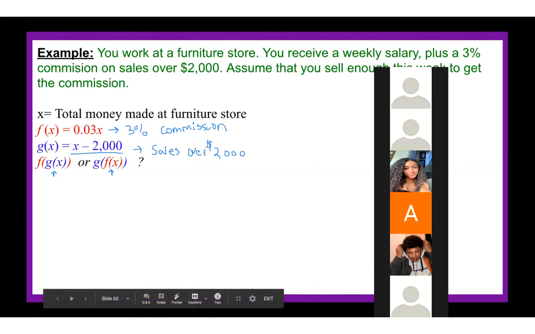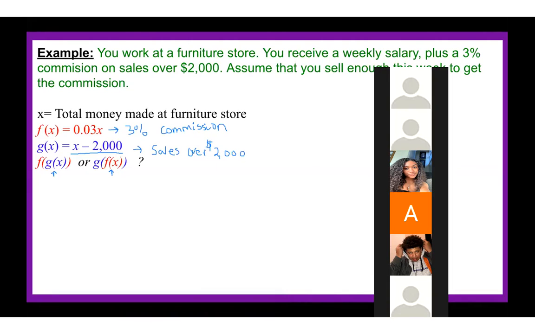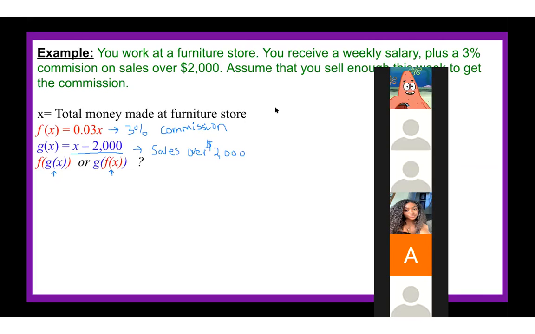Let's see what the chat says. Shouldn't G go first? Sales first. And then Risha says the 3% commission. Sam says sales first. For those who are saying sales first, can you give us a reason? Maybe unmute or type it. Why do you think the sales should go first? Because you don't get the commission on the sales. You need the sales first or else the commission doesn't matter.